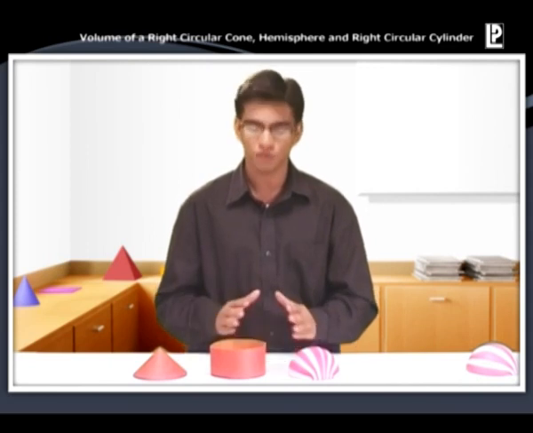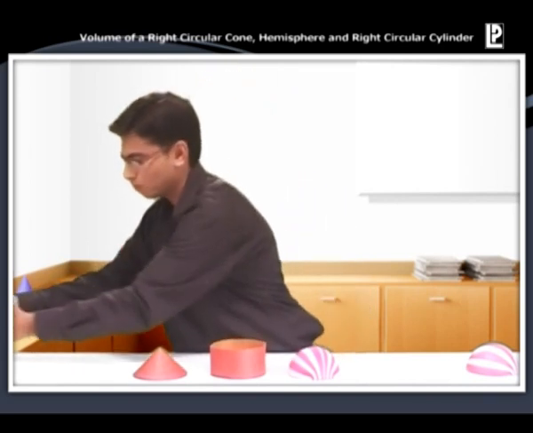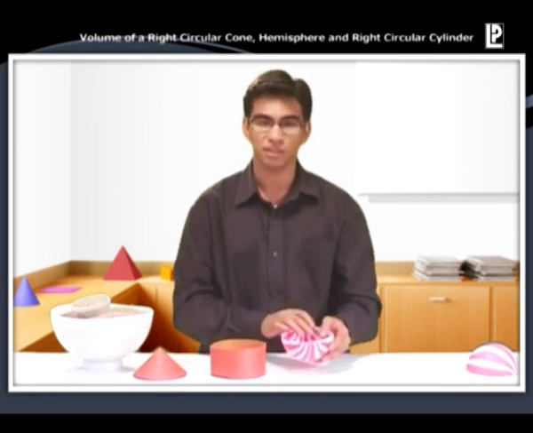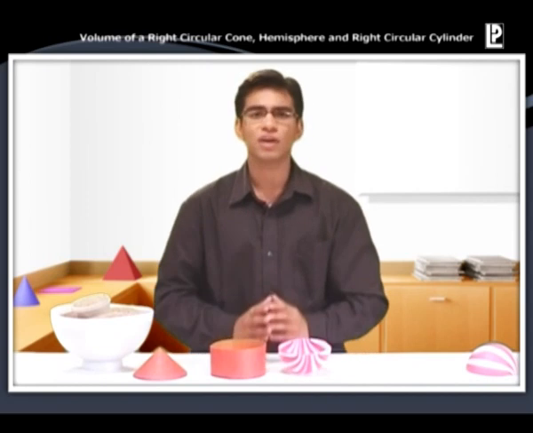Now, here's adding some fun to the activity. To determine the relative volumes of each of these, we'll go ahead and fill the models with sand. Remember, the radius of the circular parts in all three models is the same. The height of all the three shapes is also the same. What do you think? Will the volume of all three models be the same? Let's find out. Here we go.